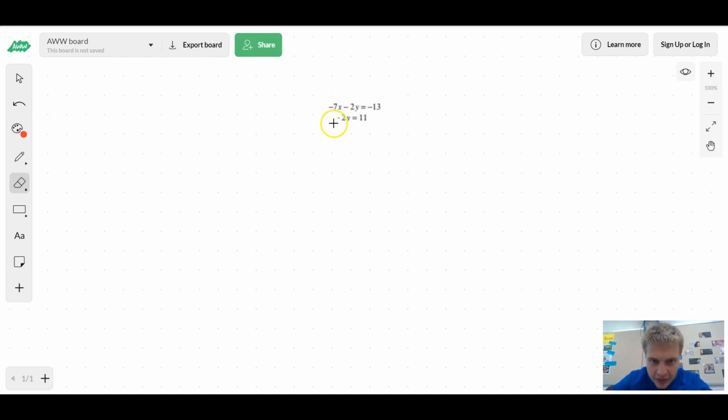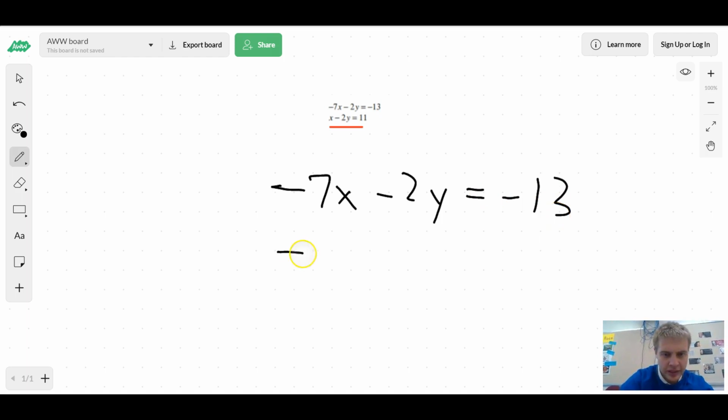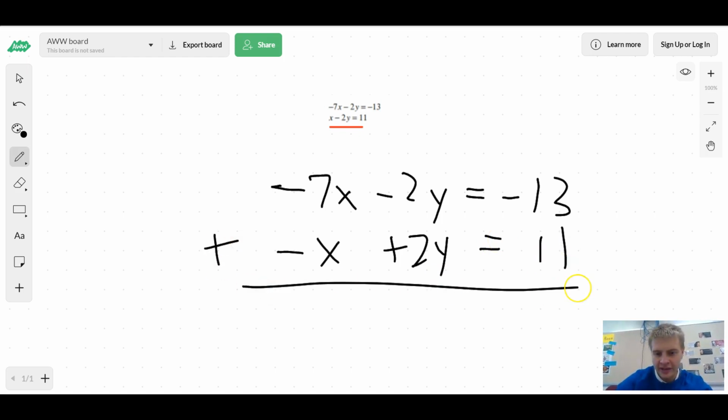Now, if you look at the bottom, it's really close to working out. The only thing that doesn't work out is that we have a negative and a negative. So I'm going to switch all the signs like we kind of did yesterday. So I'm going to get negative 7x minus 2y equals negative 13. And this would be negative x plus 2y equals 11. Now I'm going to add that together.